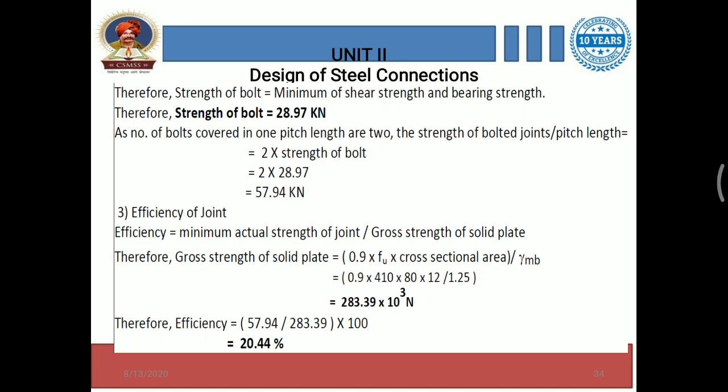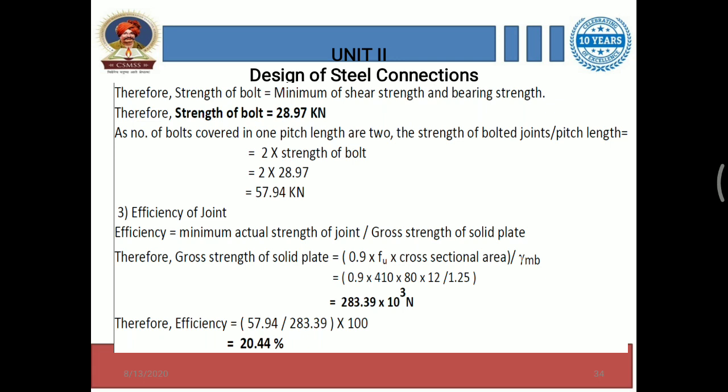Now, 0.9 into Fu 410 into cross sectional area of plate. The plate is just a square plate which is having thickness of 12 mm and 80 mm size. Okay, 80 into 12 is the cross sectional area of that plate upon gamma mb, and that will give you 283.39 into 10 to the power 3 Newton.